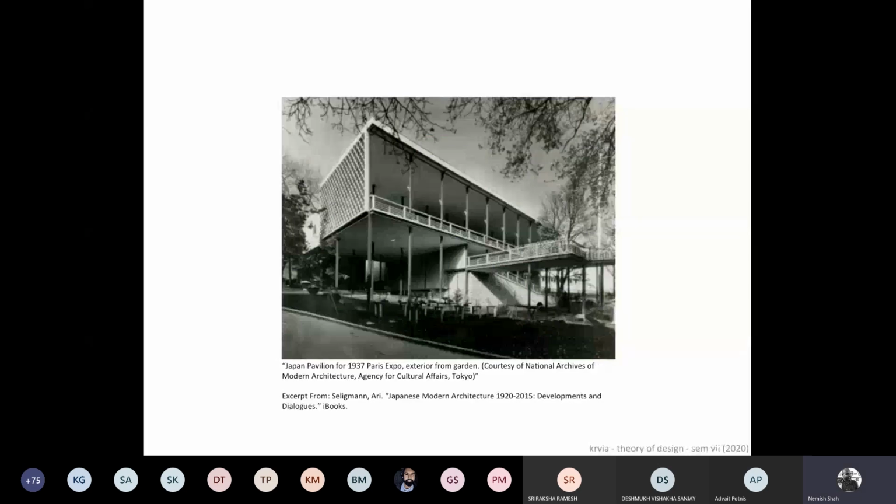And this is the Japanese pavilion in 1937. Again, this is a steel building with concrete slabs, and there are jalis. There's another kind of tropical sense of architecture, and the garden in which it is set. This is built in Paris, and it's a very different kind of architecture compared to what is generally seen in France, and sort of looks back at Japan, but also looks at modernity in Japan.